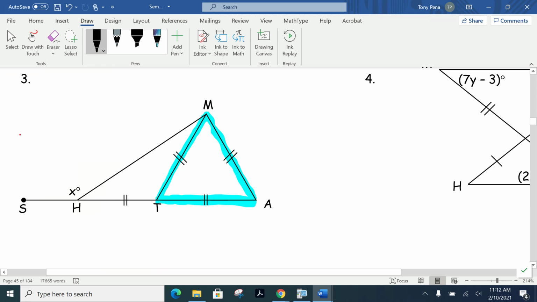Okay, anybody got something that we can get started with here? Yeah, Dahlia. What do you think, Dahlia?